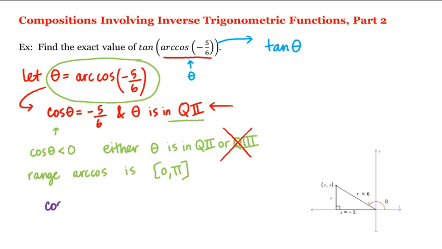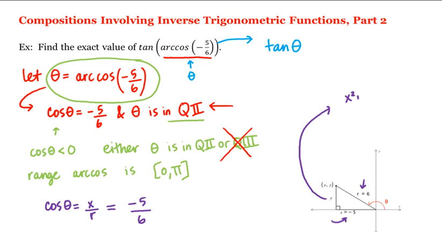Because remember that cosine of theta is equal to x divided by r. And this is equal to negative 5 divided by 6. And notice over here we're putting the negative with the x because x is negative in quadrant 2, and r is always positive. And therefore, by the Pythagorean theorem, we can find y.